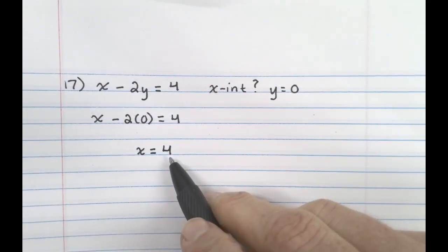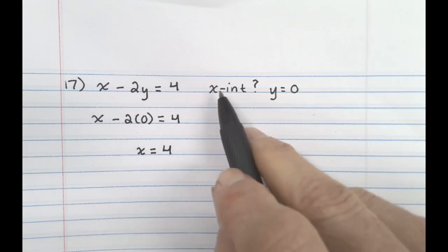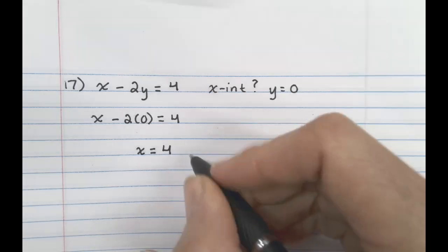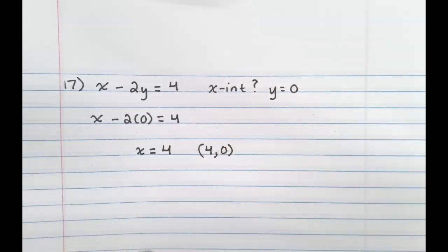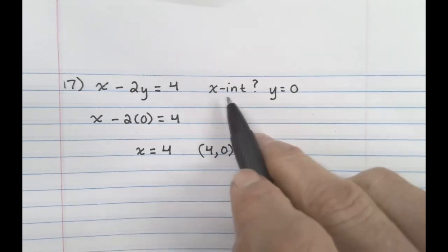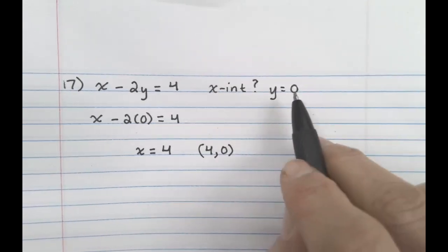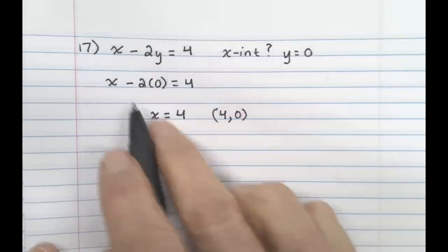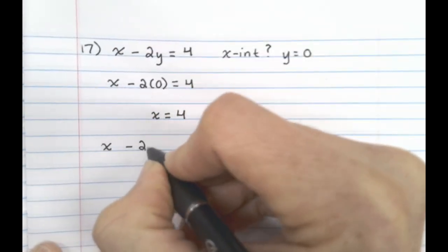This is not the answer, right? That's the x-coordinate of the x-intercept. The answer is going to be (4, 0). I have found the x-intercept. How did I find it? Well, I know something about x-intercepts. They talk about where lines cross the x-axis, and I know that the y is always 0 for that. It's always 0.